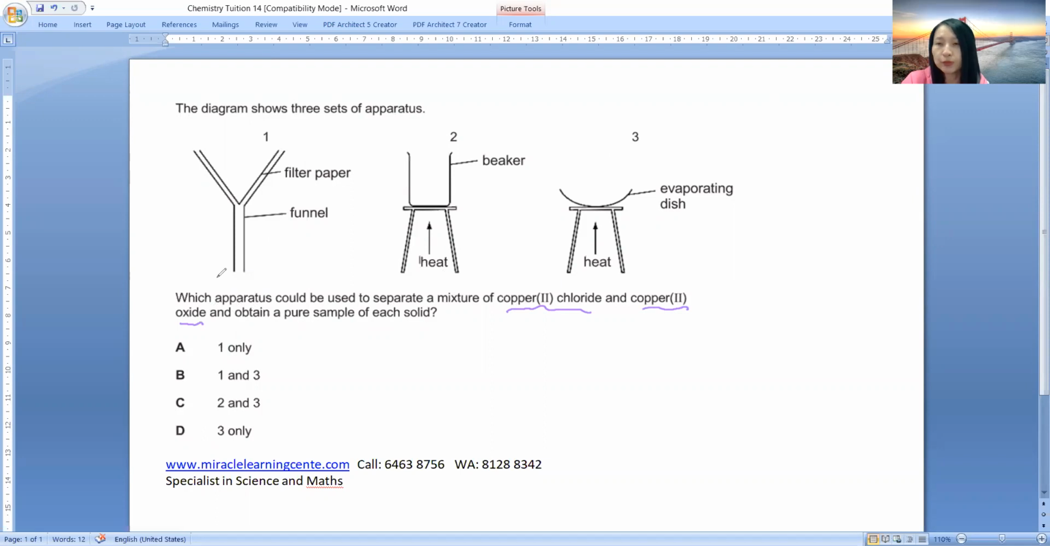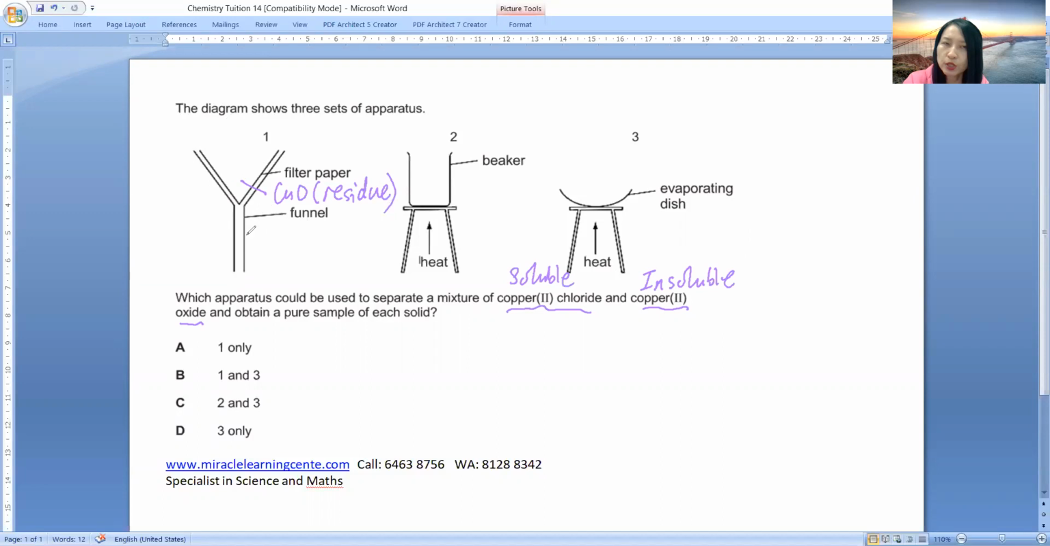From your knowledge of the solubility table, you'll be able to tell that copper-2 chloride is soluble in water, and copper-2 oxide is insoluble in water. So we need to add water to dissolve copper chloride. Then we do a filtration. So when we filter, copper oxide is insoluble in water, so it will be collected as the residue.